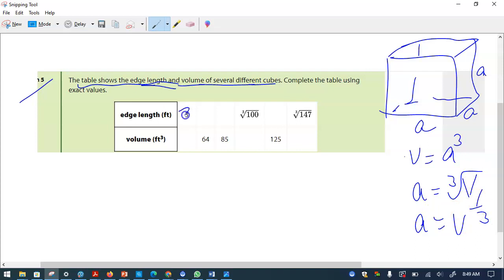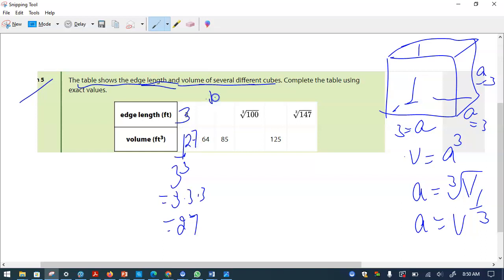So suppose the edge length given to you is 3. If this is 3, this is 3, and that is 3, you multiply it by itself, because 3 raised to 3 is 3 times 3 times 3, which gets 27. So this answer is 27.